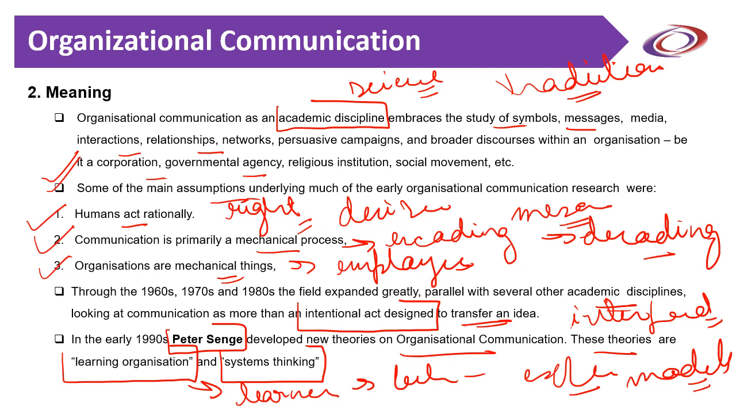Then another important element is that from the receiver, information flows back to the source, and this is known as feedback. After this, the communication process is complete as per the Shannon and Weaver model.